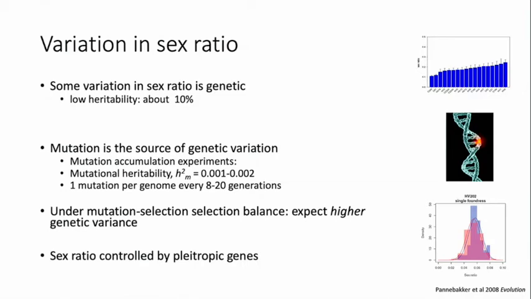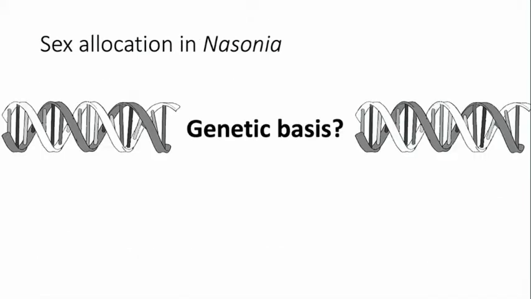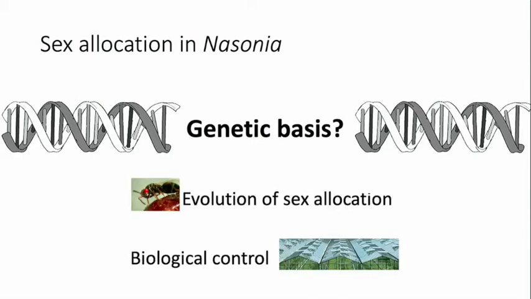It's not a very new finding. You also find that in other traits, but it's sort of a working hypothesis, looking at variation in sex ratio. So if we then look at sex allocation in Nasonia, we understand this pretty well based on models, but we don't know much about its genetic basis, and that's important to know if we want to understand the evolution of sex allocation. That's the fundamental or the basic side of things.